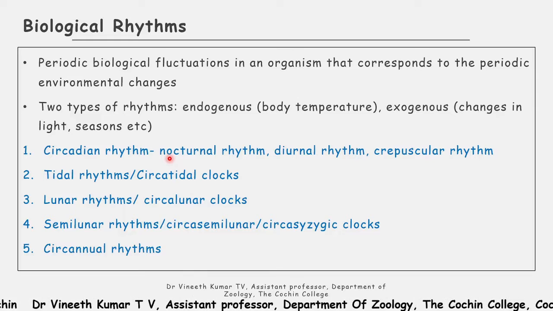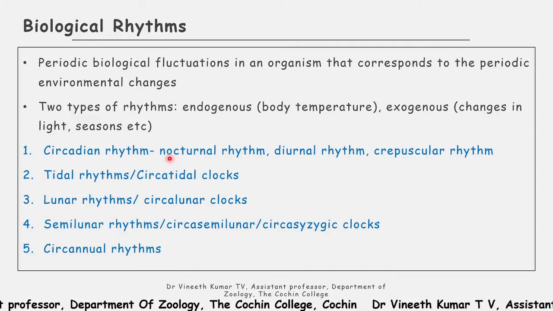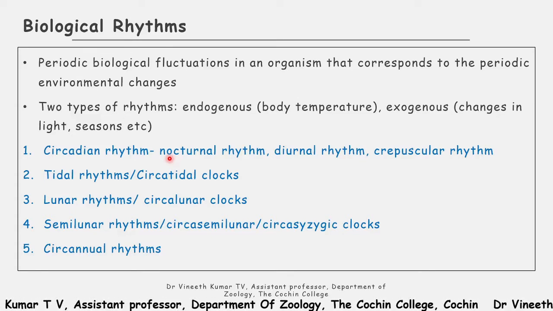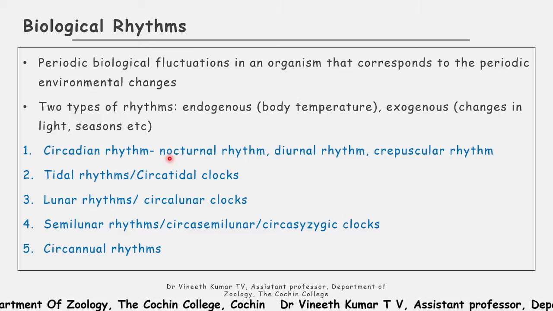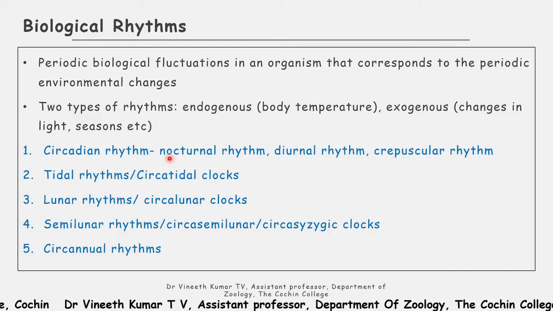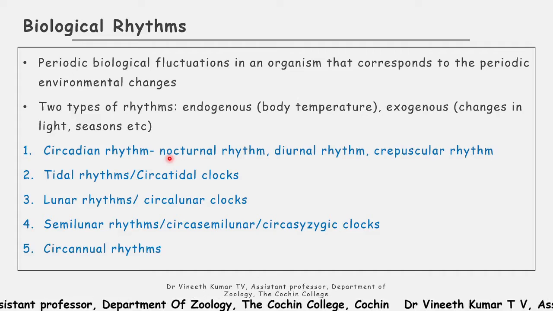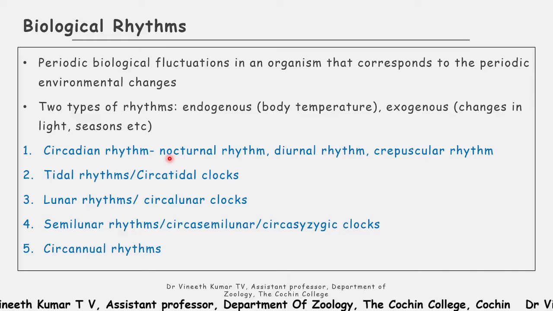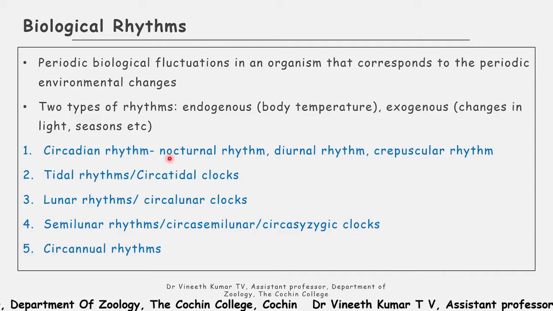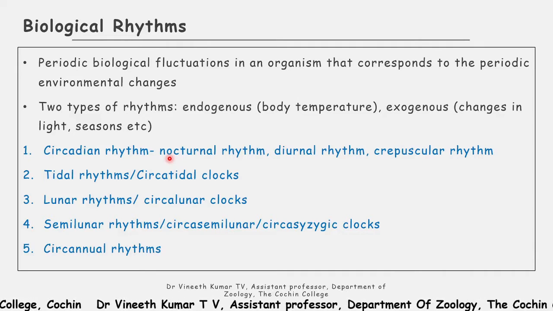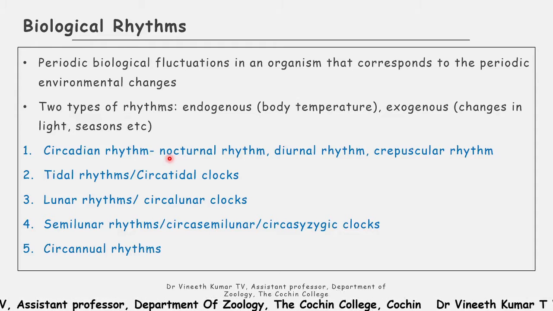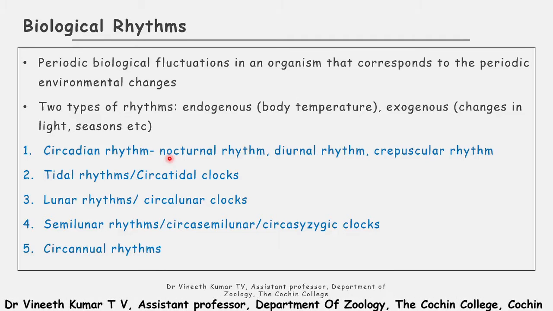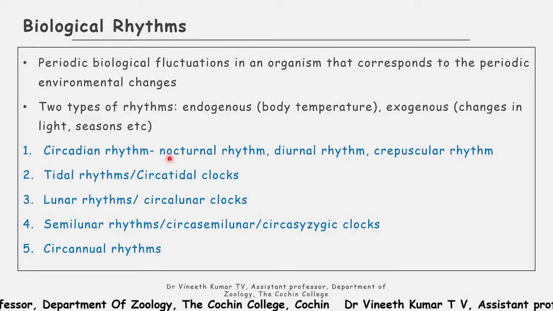The circadian rhythm is also known as daily or diel periodicity. That means it is a particular rhythm which repeats. As we said in the definition, biological rhythms are cyclic. This is cyclic and has a period of 24 hours. This particular cycle takes place every 24 hours. So a 24-hour biological rhythm is called a circadian rhythm.